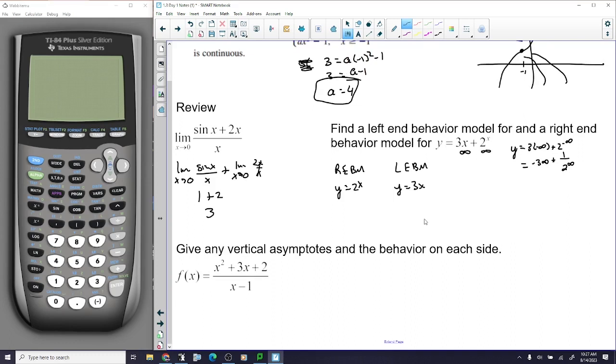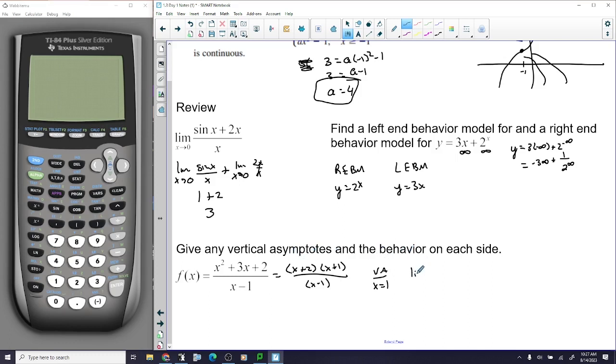Give any vertical asymptotes and the behavior on each side. Well, this factors into x plus 2 and x plus 1, and this is x minus 1. So there's going to be a vertical asymptote at x equals 1. Now, if those had canceled, let's say both of those were x plus 1, that would be a hole in the graph. So it's a vertical asymptote. Give the behavior on each side.